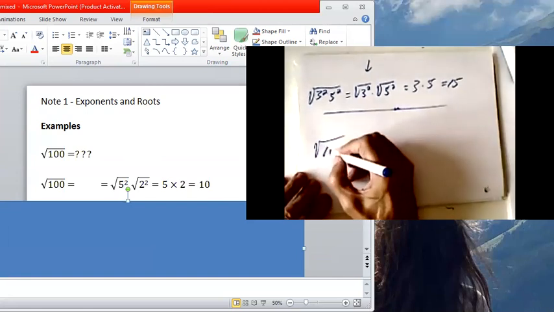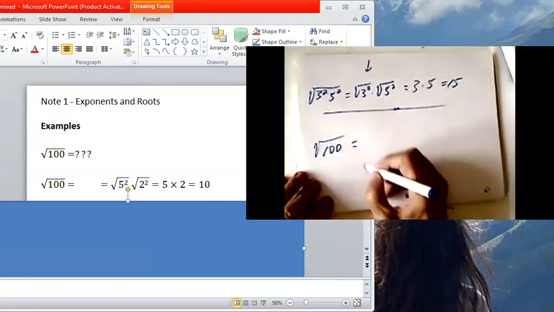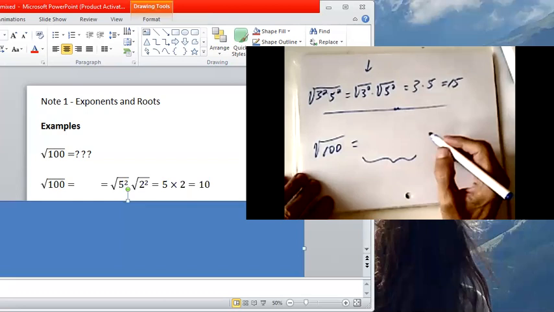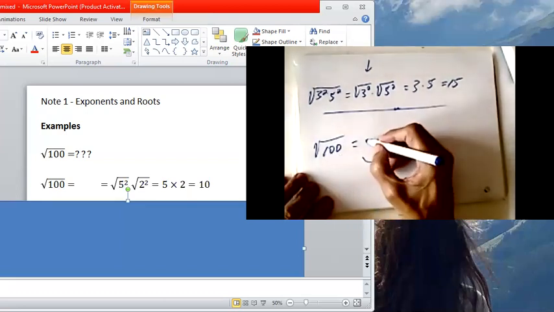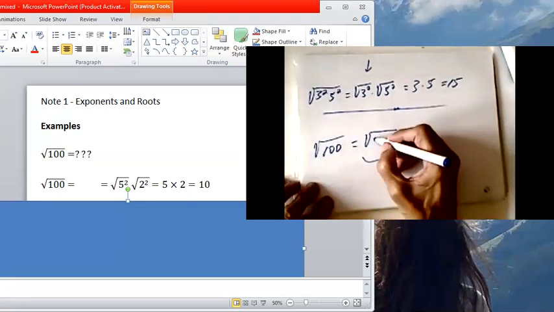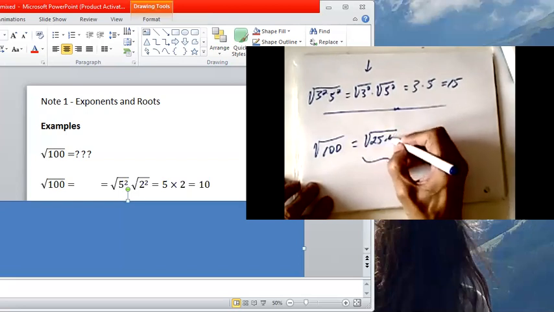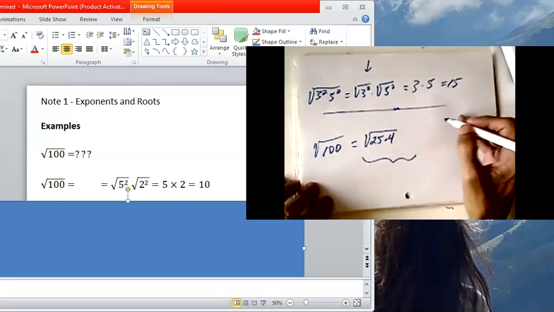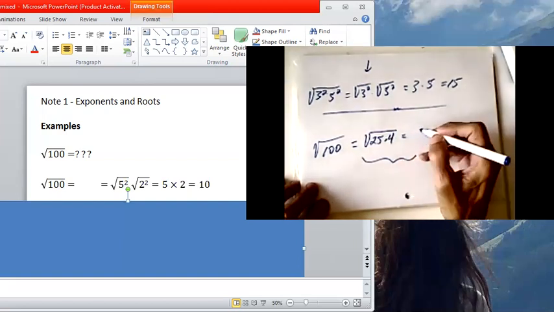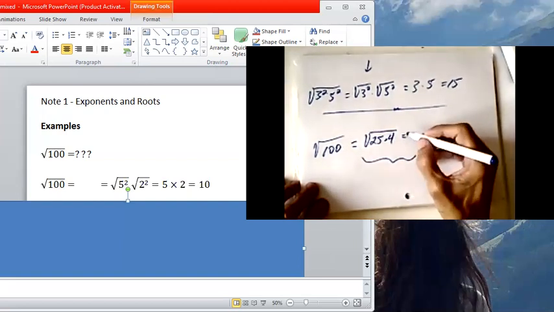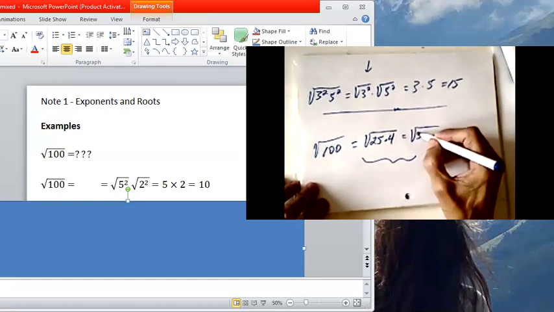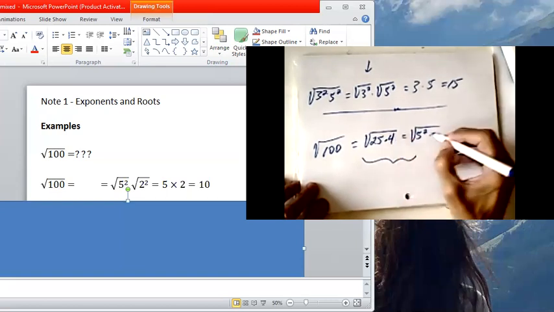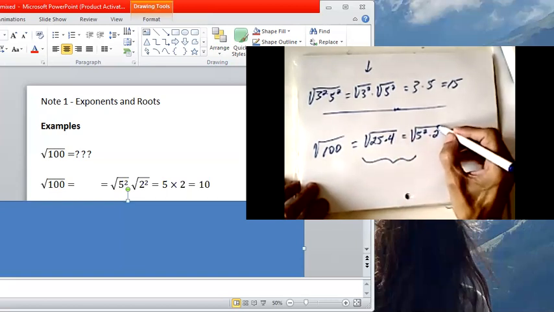The square root of 100. This is the missing part. This is the same as 25 times 4. And in fact, we can put another piece in there, right? Because 25 is the same as what? 5 squared. 4 is the same as what? 2 squared.